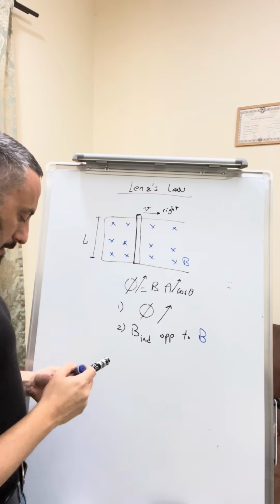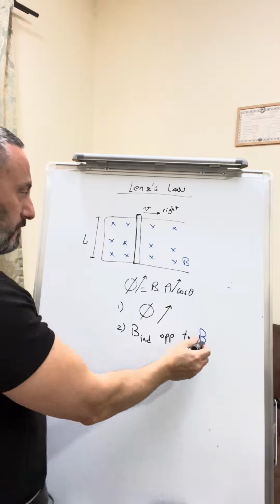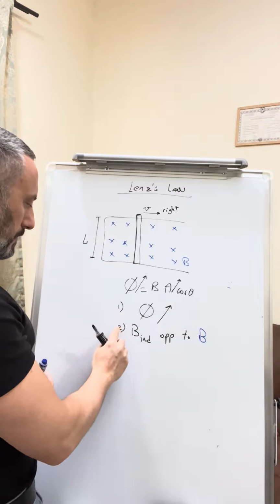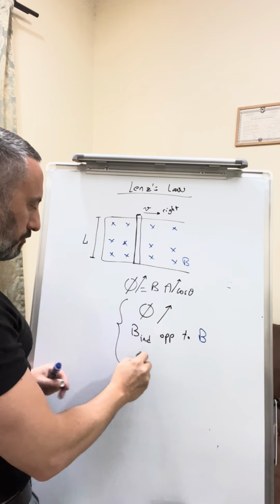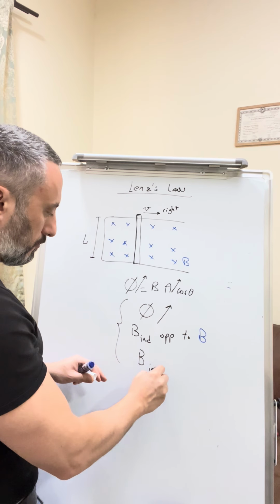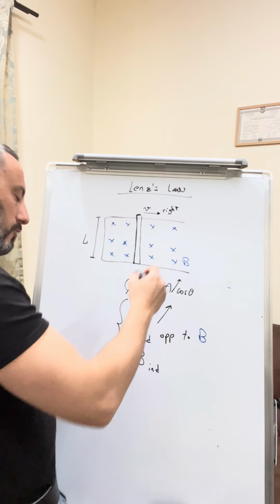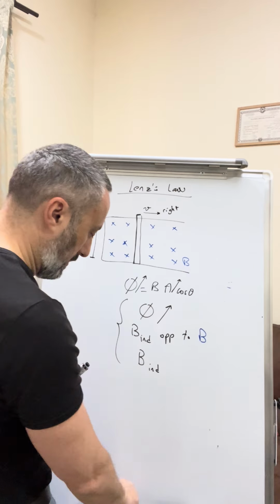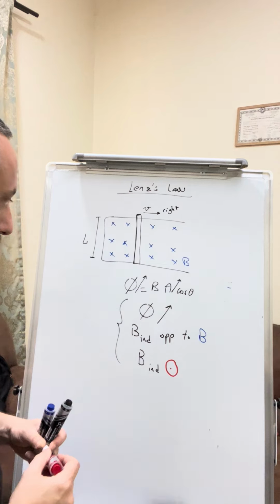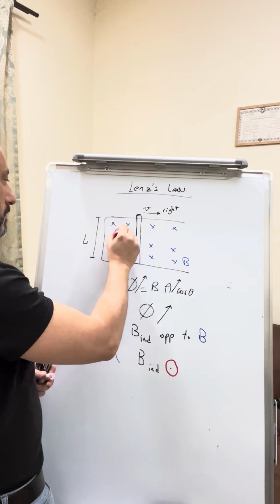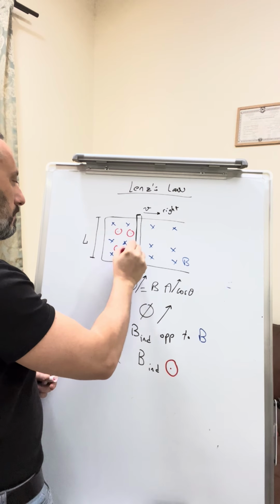All right. Now, if this B original is into the page, then B induced should be opposite to it. What's the opposite of into the page? Out of the page. So this means B induced is out of the page. So this is B induced. It is out of the page.